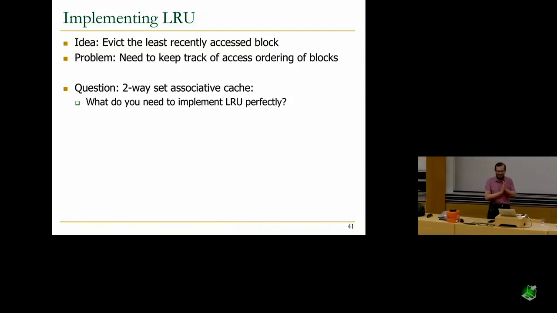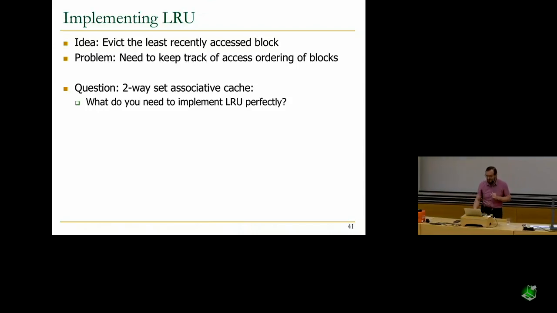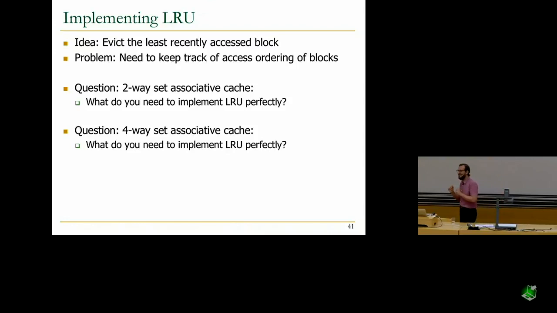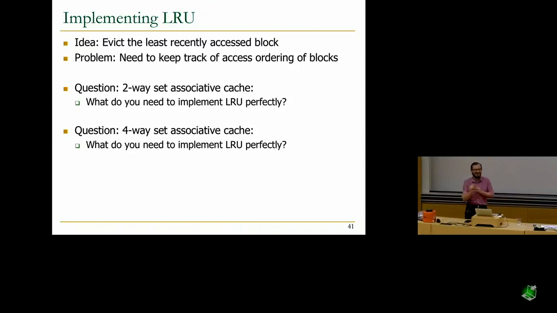That's it. It's simple. What about a four-way associative cache? How many bits do you need to store in the tag store to implement LRU perfectly? Now, this is harder, I guess. Any guesses? Yes? Two per each tag store entry. I would have said two in total. Two in total. Sounds like you have some magic.